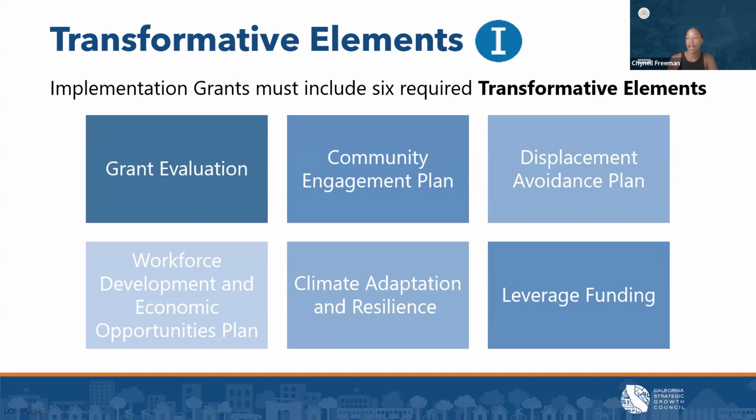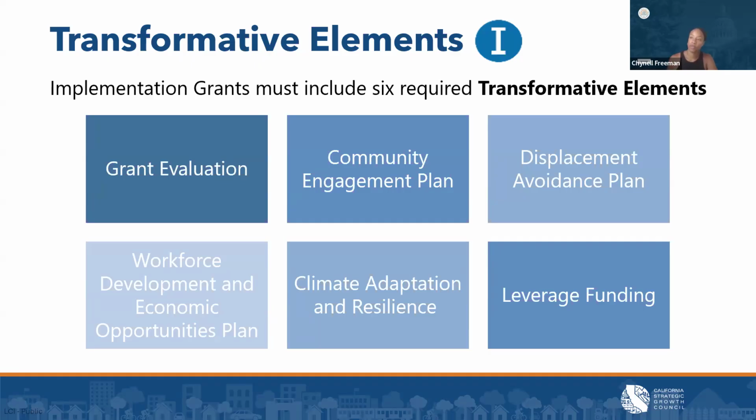Third, the transformative element is the displacement avoidance plan. The lead applicant and partners must take action to establish policies and programs to avoid displacing households and small businesses within the project area. Activities must be guided by robust community engagement. Fourth, implementation grants must include a workforce development and economic opportunity plan. This must outline ways to create high-quality career pathways for residents in the project area and provide economic opportunity through high-quality jobs, all tied to TCC projects.